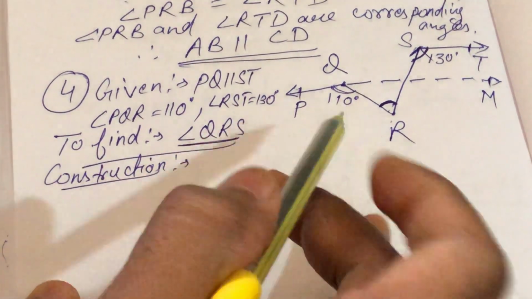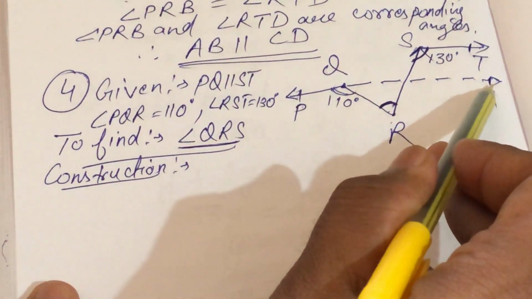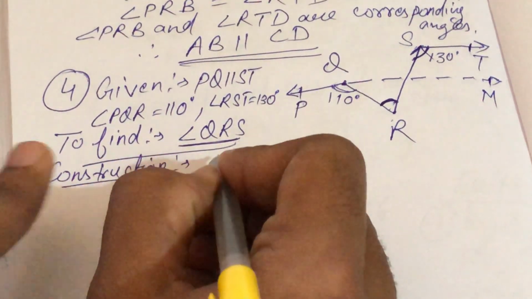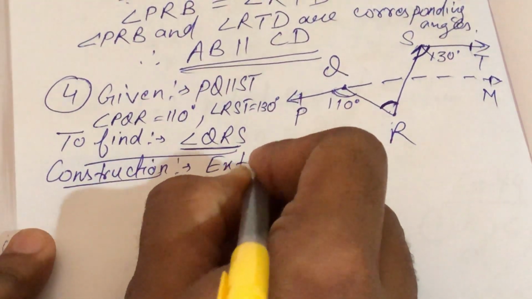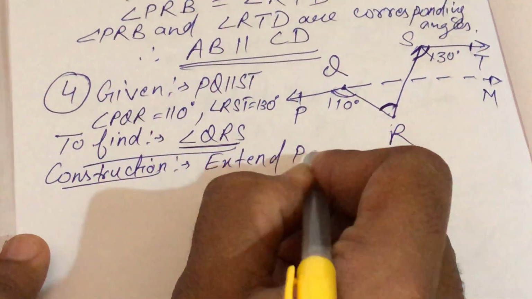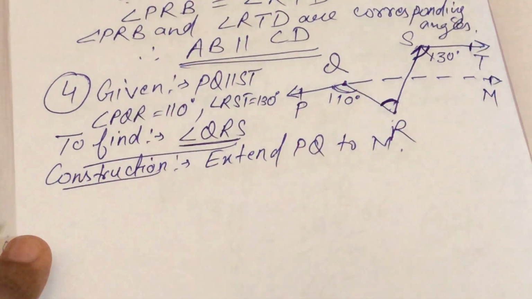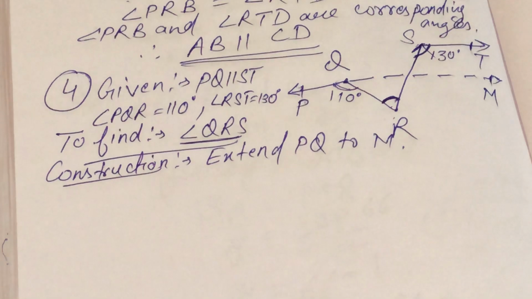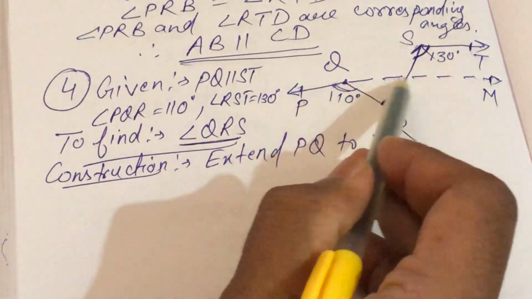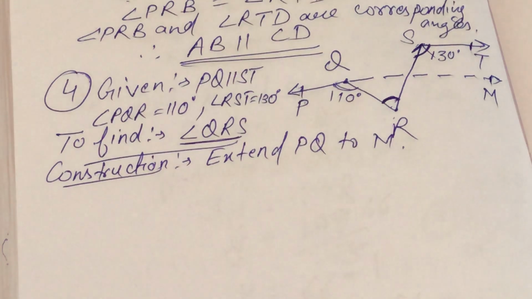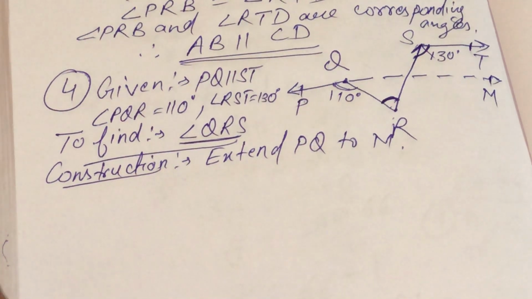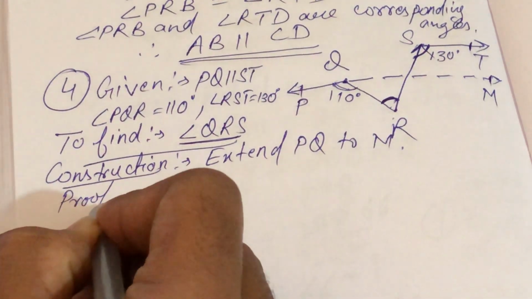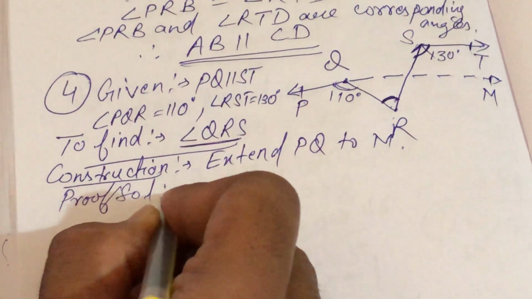Are you getting what I have done? PQ is extended to point M. तो I write this thing in construction: extend PQ to M. PQ को बस एक्सटेंड कर दिया M तक. देख लो ध्यान से. अब देखो हमारा काम कितना इजी हो जाएगा. इस PQ को एक्सटेंड किया है पॉइंट M तक, तो देखो हमारा काम कितना इजी होने वाला है. बहुत ध्यान से देखना. Okay, proof and solution, you can write solution also.